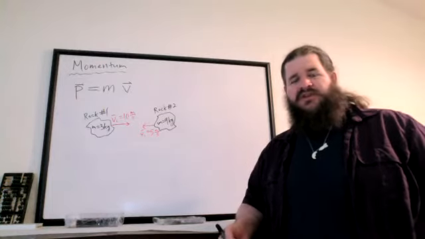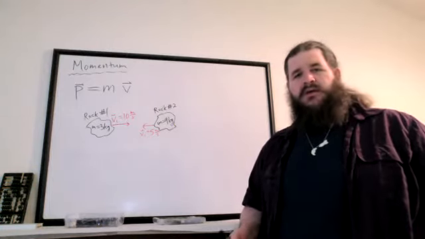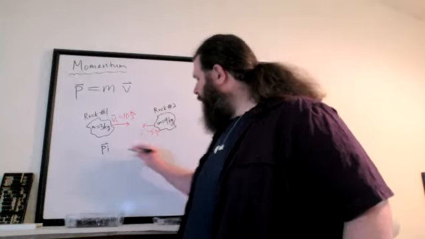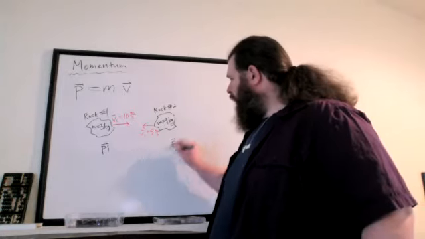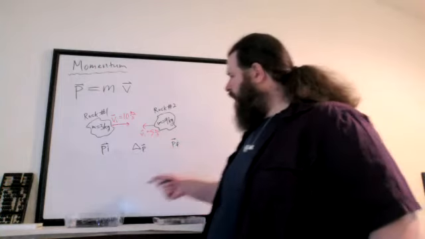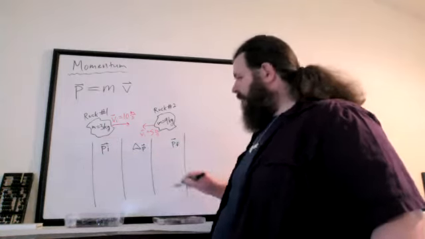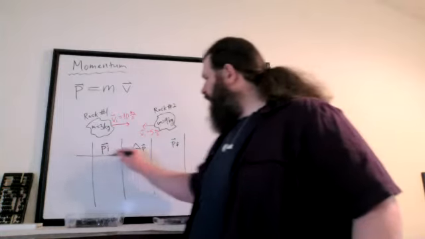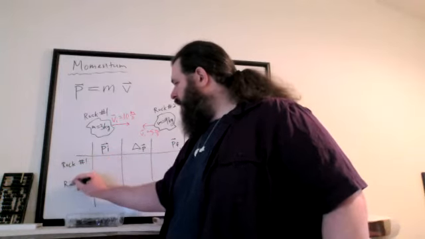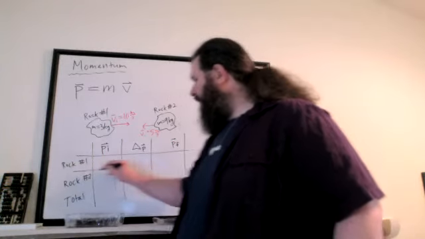This particular chart is not strictly necessary. You could just set it up as an equation, but this momentum chart is a very convenient tool for keeping track of all the information. What we care about is the initial momentum, the final momentum, and also the change in momentum for each object. So the columns we're going to use are initial momentum, change in momentum, and final momentum. And we're going to have a row for each object. So we'll have a row for rock number 1, a row for rock number 2, and also a row for total, because we care about the total momentum of the system.